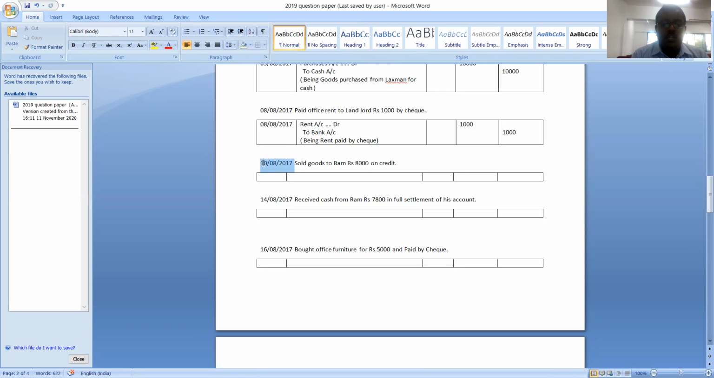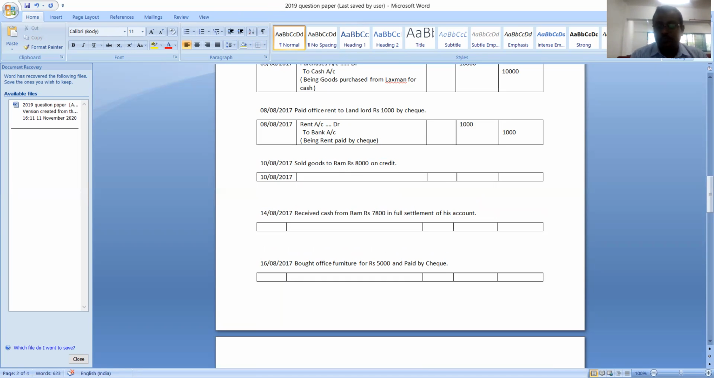Now, next transaction is dated on 10th of August 2017. What is the transaction? Sold goods to Ram rupees 8,000 on credit. Even if they were not saying on credit, it would indicate a credit transaction, because here they have mentioned the name of the person. Now it is completely a credit transaction, and it is very clearly given here on credit. And here you can find the name of the person.